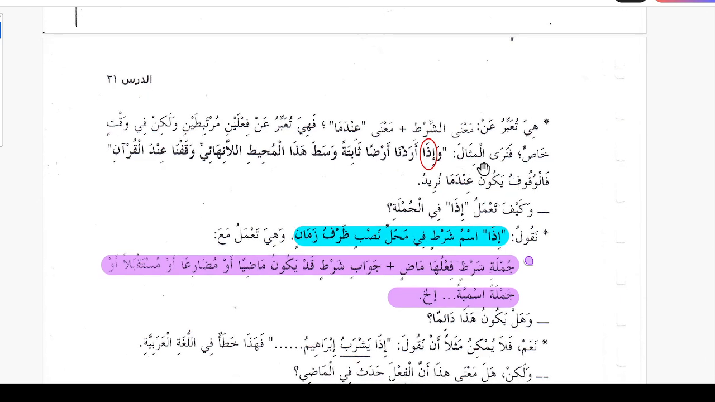And we see in the example, wa iza aradna aradan sabitan wasta hazal muhitin nahai waqafna indal Qurani. That means the stopping by the Quran will happen indama nuridu, when we want. So when we want, this will happen. If we don't want, this won't happen. So it means this condition is locked within a time of our wanting, aradna.